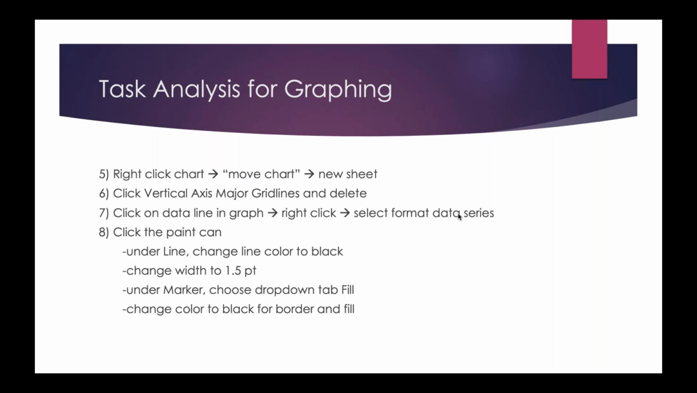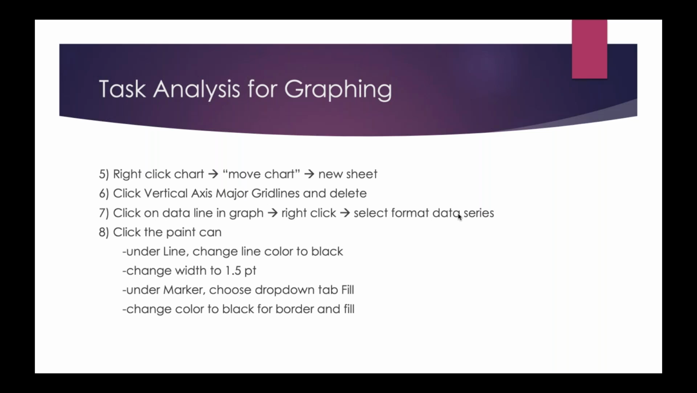Okay, so after you do those steps, then the next steps are you're going to right click on the chart, move the chart to a new sheet. You're going to click vertical axis major grid lines and delete. Then you're going to click on the data line in the graph, right click it, and select Format Data Series.